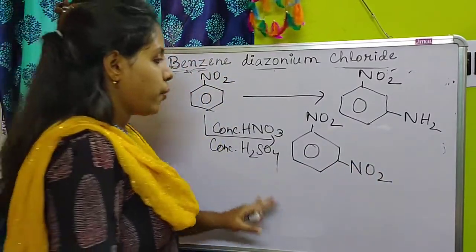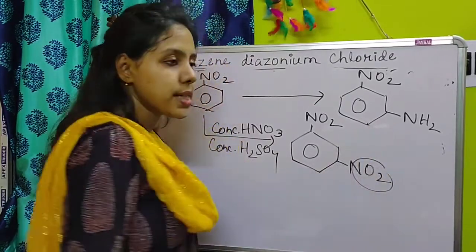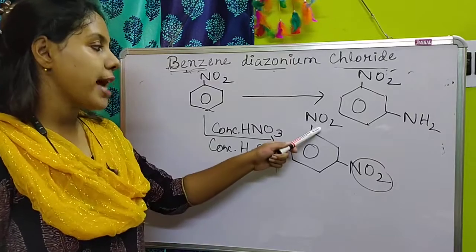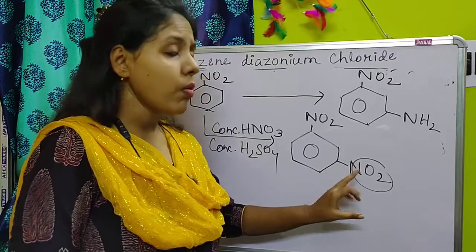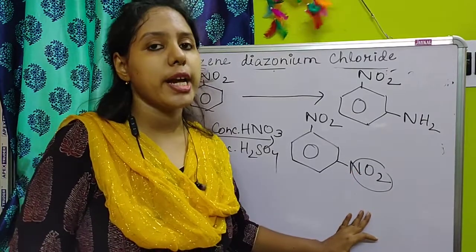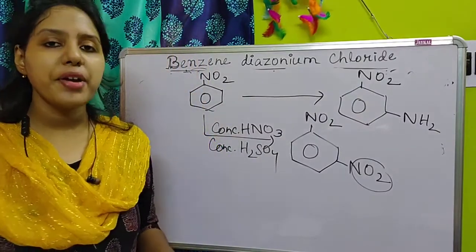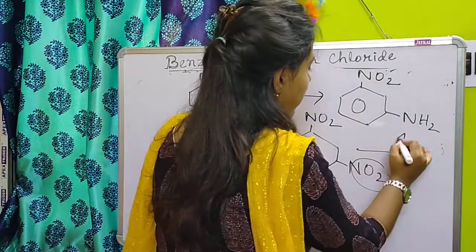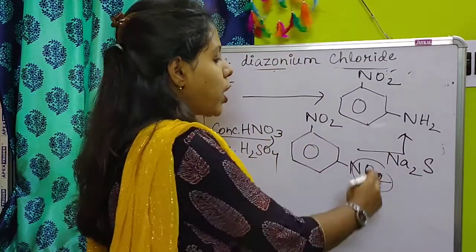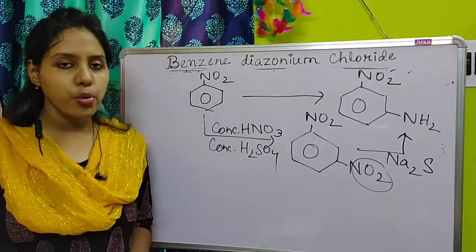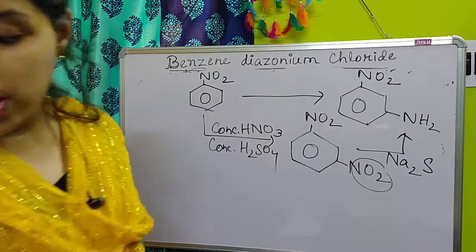So now we have to reduce this NO2 into this NH2, but the other NO2 will remain unaffected. That means only one nitro group should be reduced here. So for this purpose we have to do partial reduction. For partial reduction, you have to add sodium sulfide, Na2S. So only one NO2 group will be reduced to NH2 and the other NO2 group will remain unaffected. Okay, so this is the way.